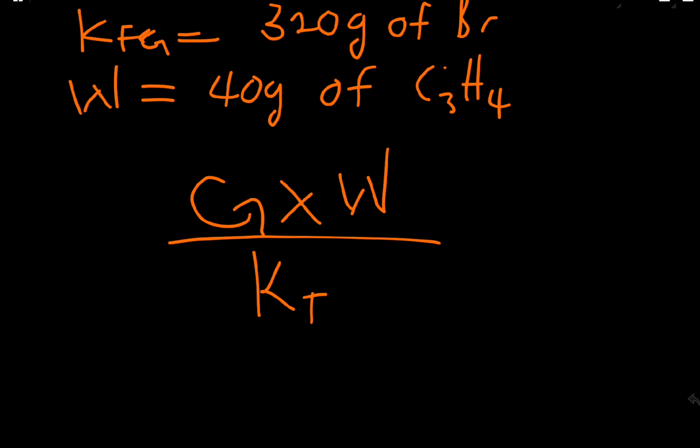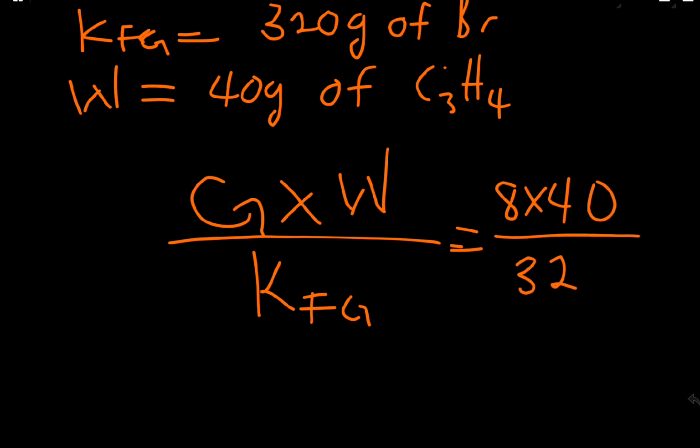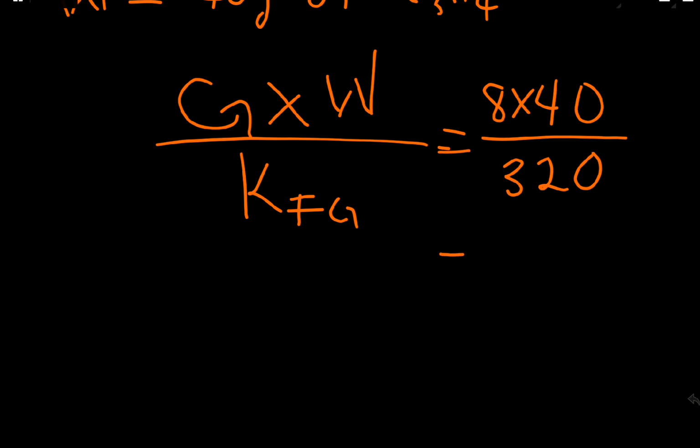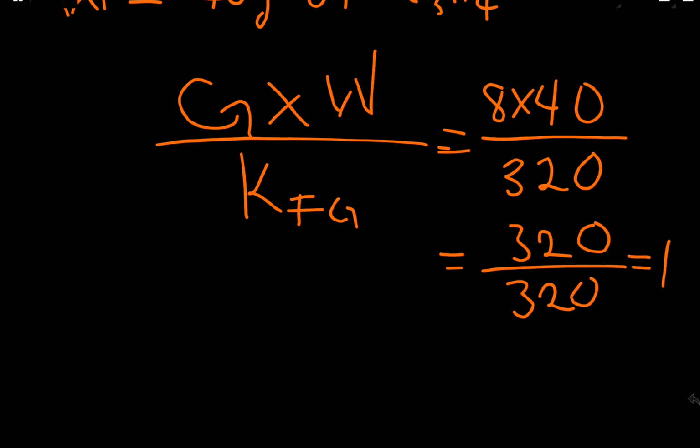So if we plug in for our final answer, what is given times what we want over what is known from what is given, this becomes 8 times 40 over 320. 8 times 40 is 320, over 320. 320 over 320 is just 1 gram. And so your final answer is just 1 gram.